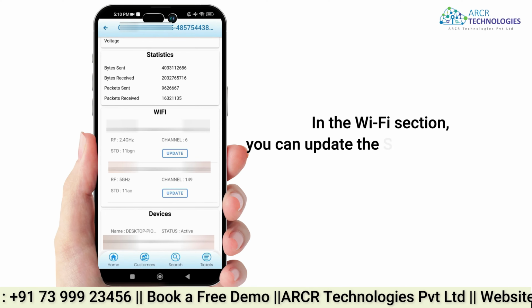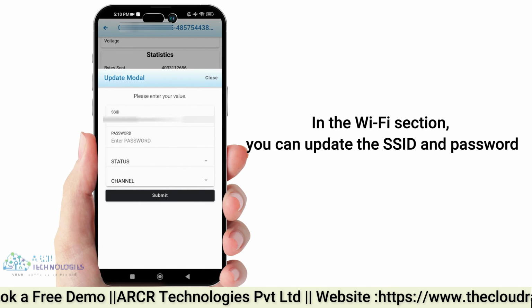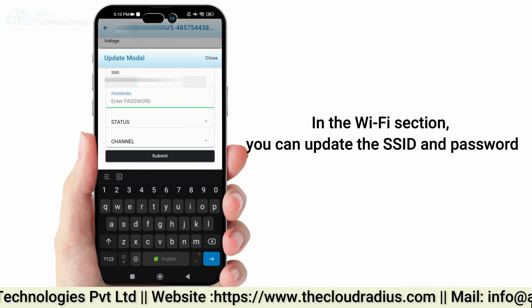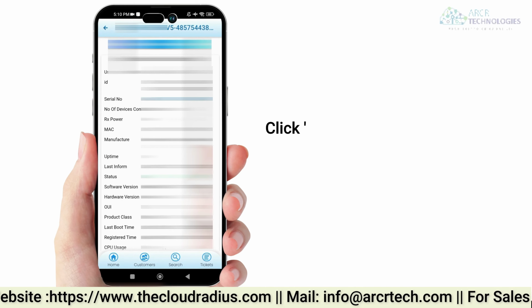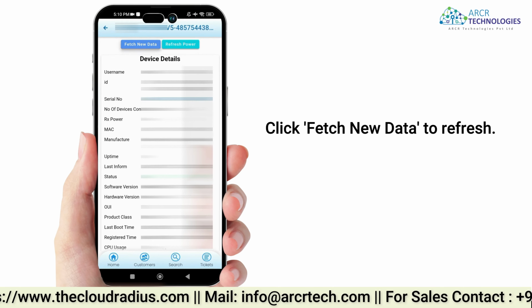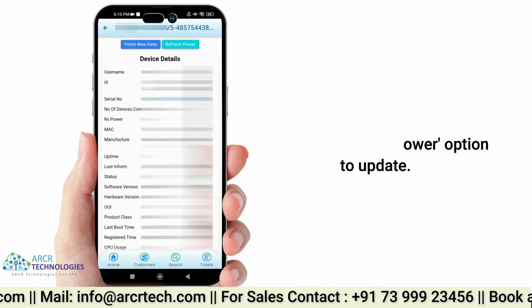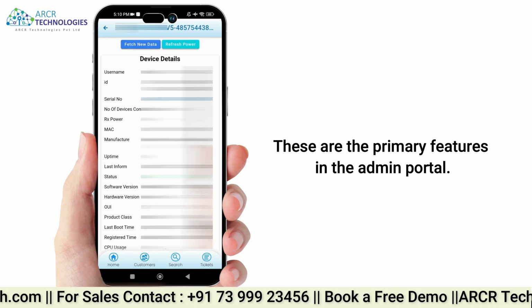In the Wi-Fi section, you can update the SSID and password. Click Fetch New Data to refresh. Utilize the Refresh Power option to update. These are the primary features in the admin portal.